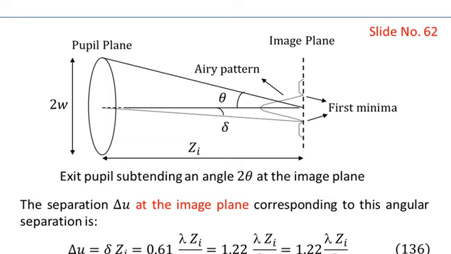We have also marked the first minima on both sides of the center of the main lobe. This dotted plane is the image plane. Exit pupil subtending an angle 2 theta at the image plane. This is the caption of the figure.